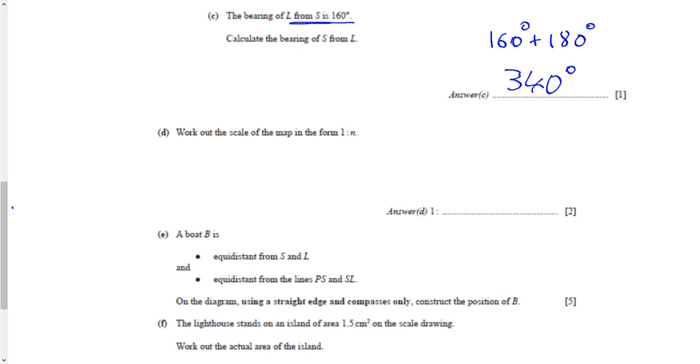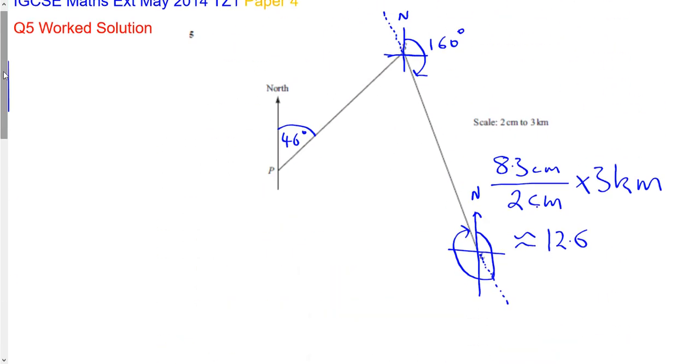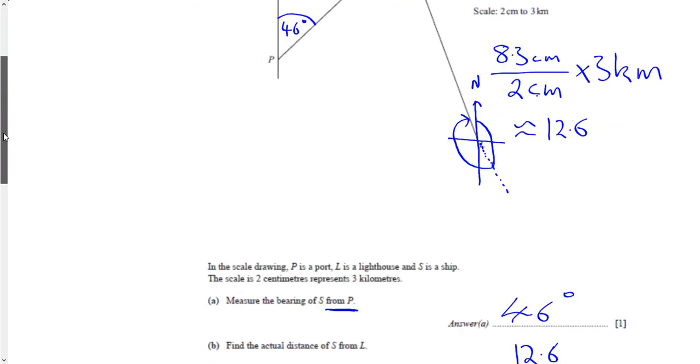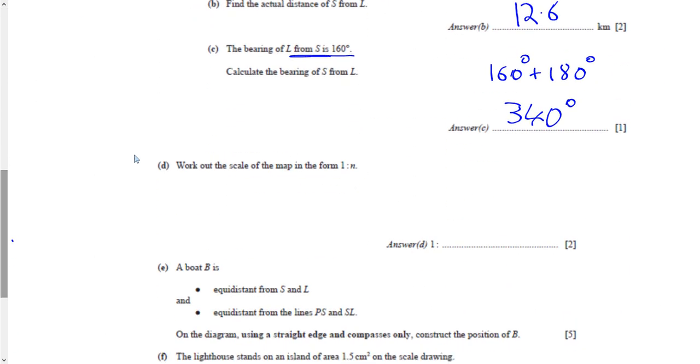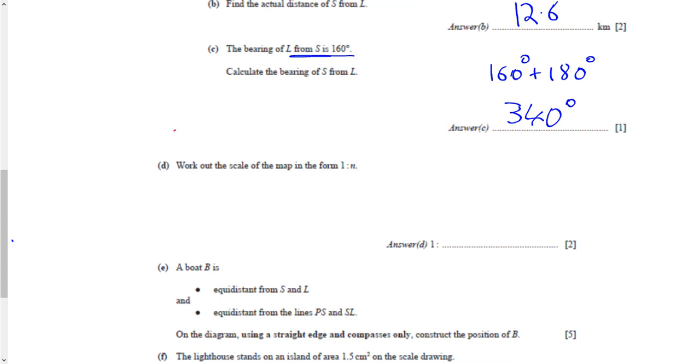Okay, welcome back, and now let's do part 2 of question 5 from the May 2014 Time Zone 1 paper 4, and let's have a look at this question here. Let's change flavour. Let's go red flavour. All right. Okay. So work out the scale on the map in the form of 1 to n.